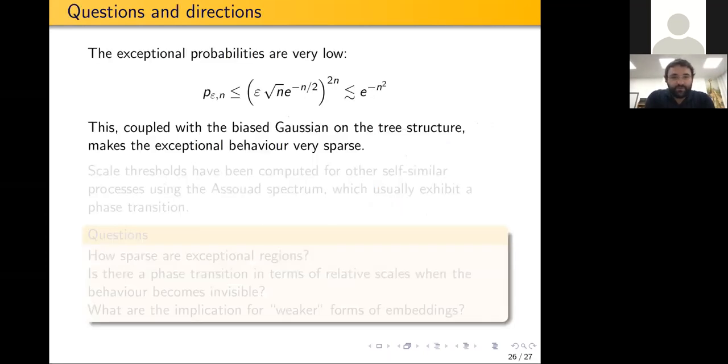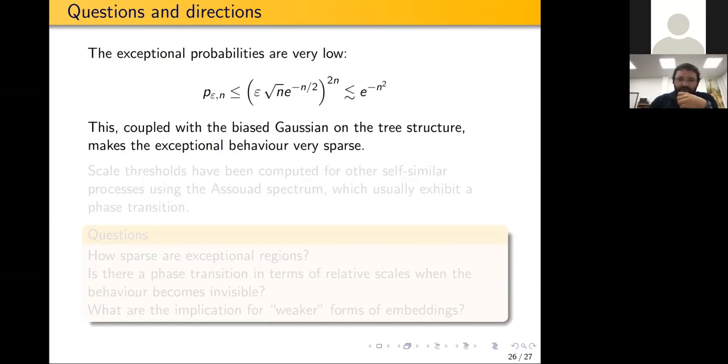All right, so I'm drawing to a close here. Let me just say that these exception probabilities are very, very low. And this is a very rough estimate because, well, what you need is for this Gaussian to follow a very restrictive function that it really doesn't want to follow along. And you do this both on the tree and then later on when you're gluing these Brownian maps together. And because it is such a low probability, it's of course a very, very sparse behavior, which is also why, well, it's not embeddable, but there are only few exceptions to this embeddability.